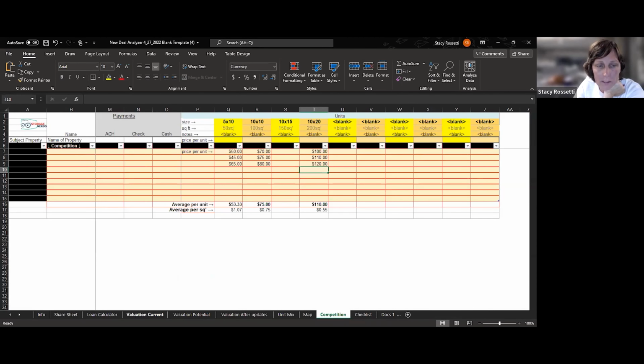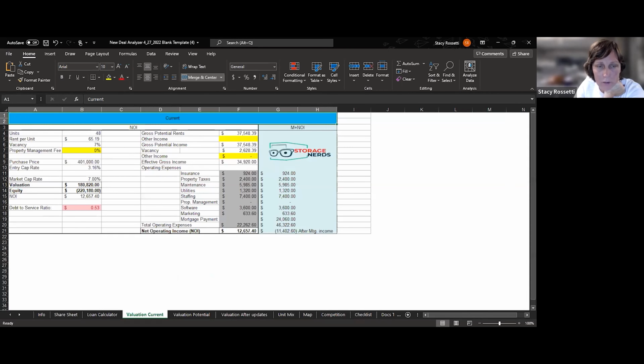And now you can really look at the valuation. You can look at each of the valuations. You can look at the current as is, right? As you can see, the debt service ratio is 0.53. Now, debt service ratio, essentially what that is is just basically a number that the banks look at in order to determine if it's a good deal.